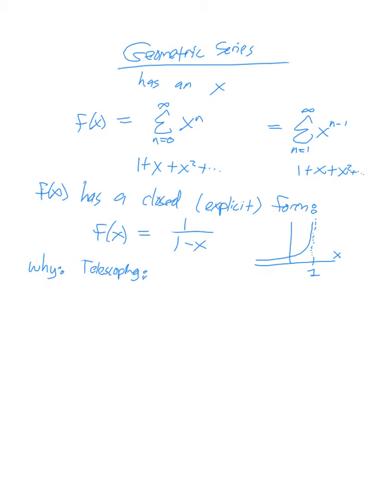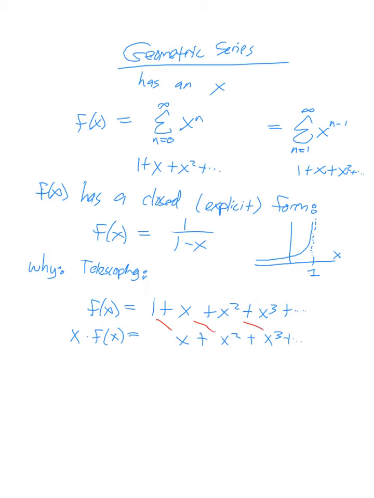but I'm going to use a telescoping method to prove this. So let's start with f of x, and I'm just going to write out the terms. F of x is 1 plus x plus x squared plus x cubed, and so on. Now, what's really funny here is if I actually multiply f of x times x, I get the following. I get x plus x squared plus x cubed. If I associate, of course, x with 1, then you see why this has to be true.